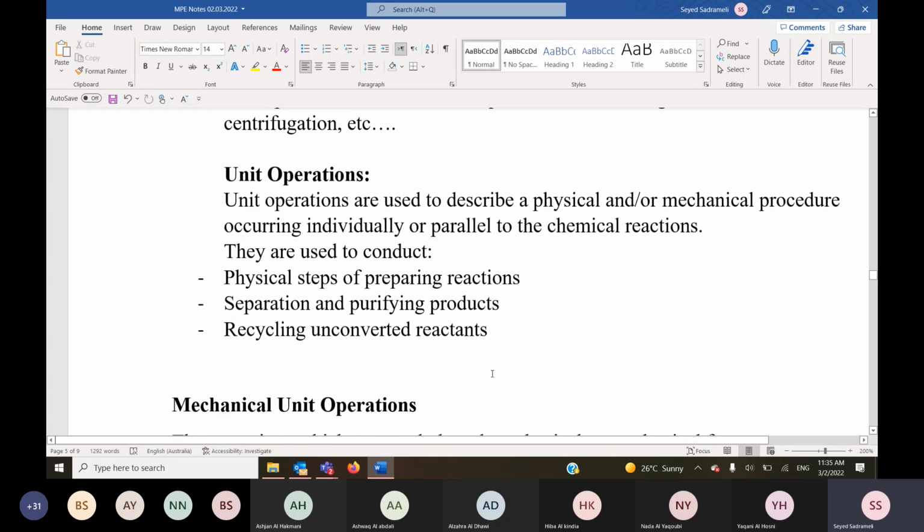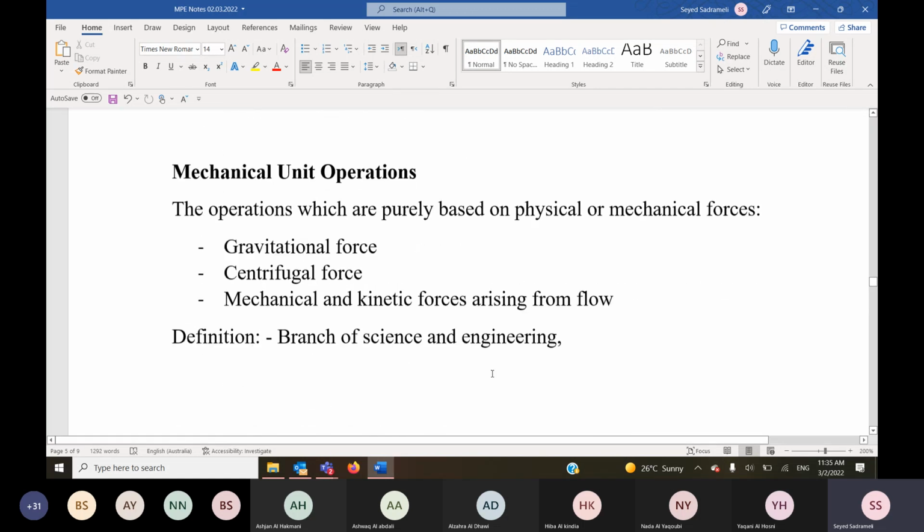Unit operations are normally used to describe a physical and/or mechanical procedure occurring individually or in parallel to the chemical reactions. So these are called unit operations. Mechanical unit operations are based on the gravitational force, centrifugal force, and mechanical and kinetic forces arising from flow.